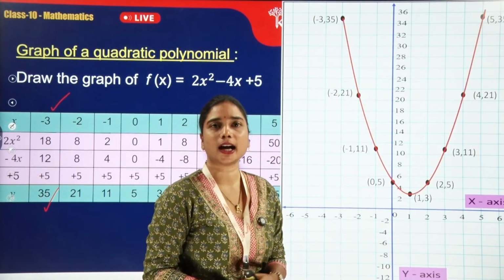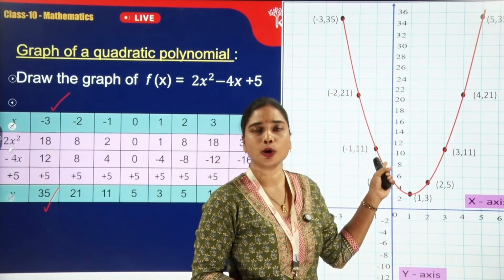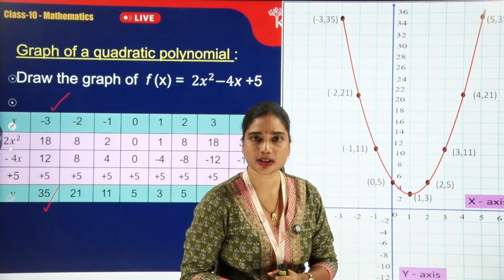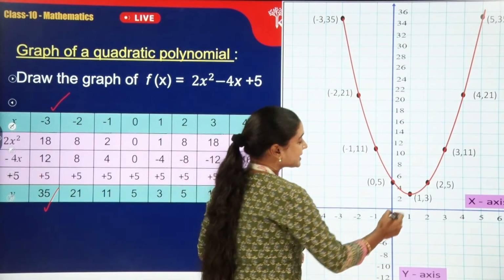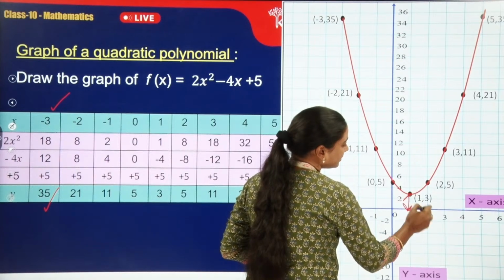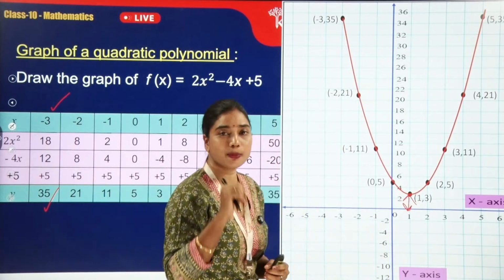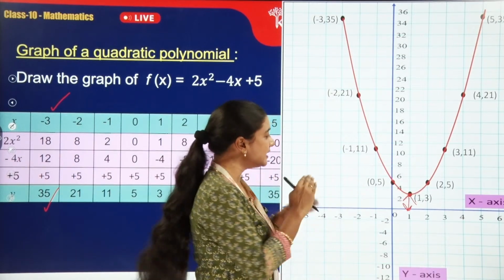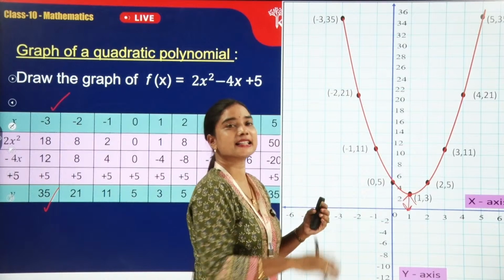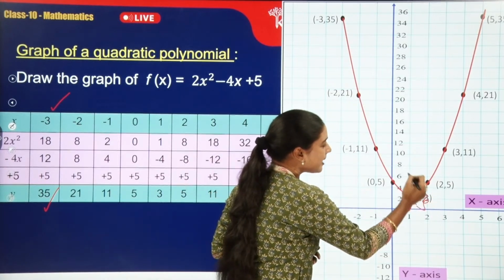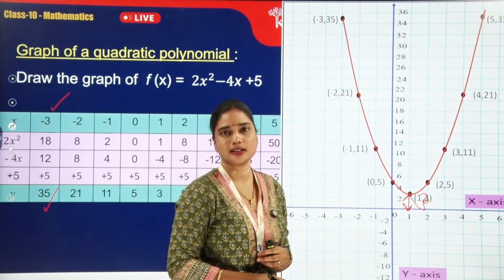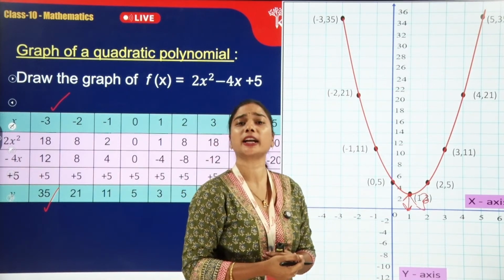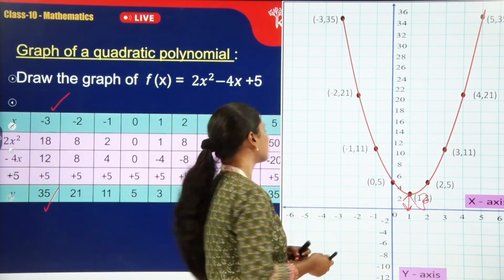So, if you observe, the parabola opens towards the upward direction, but it is not touching the x-axis. It is not touching the x-axis at one point. It is not crossing the x-axis at two points. It is simply away from the x-axis. If you observe, there is a gap from the x-axis. Why is the parabola not touching the x-axis? What are the conditions for that? So let's discuss.